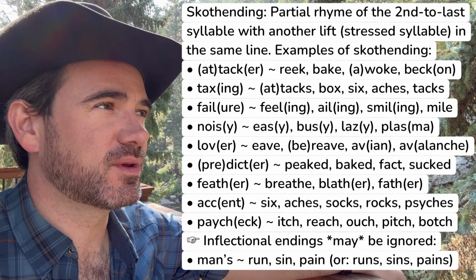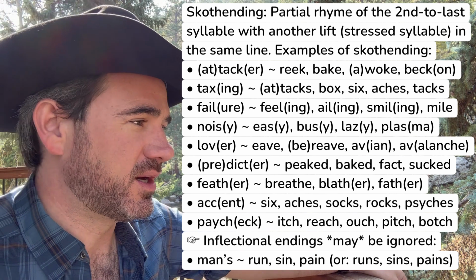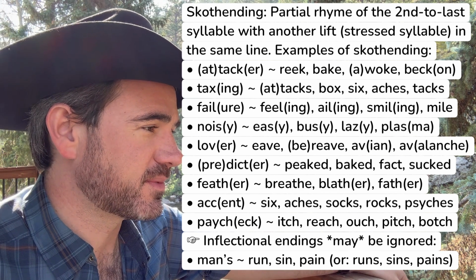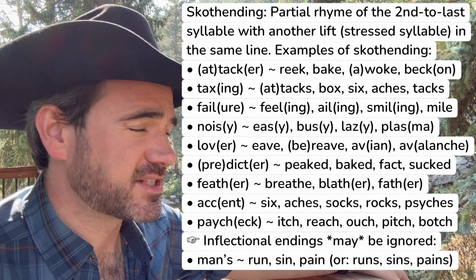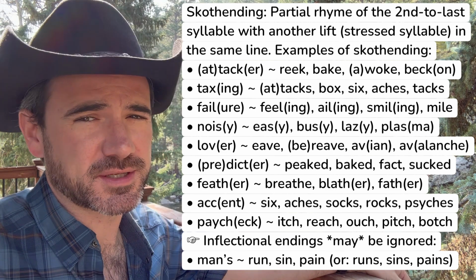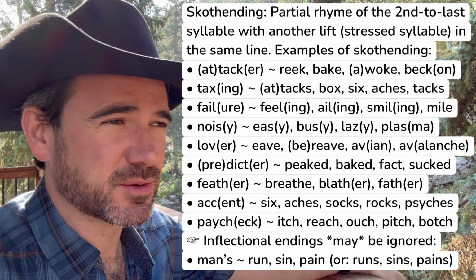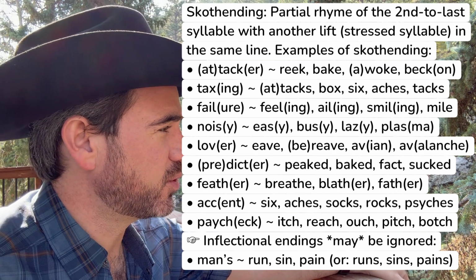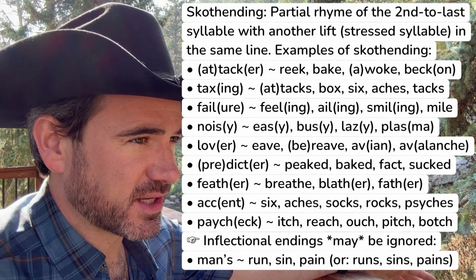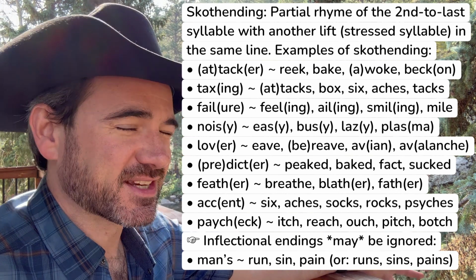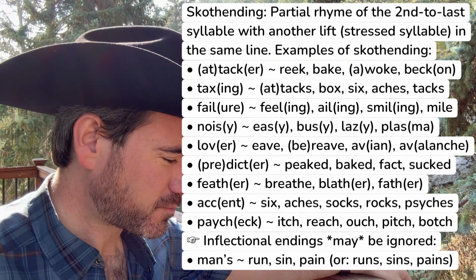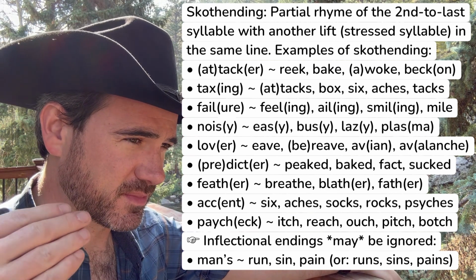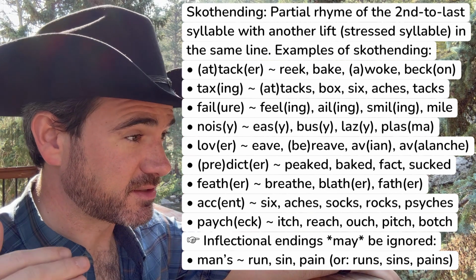It has to be reek or bake or awoke or something like that. What's something else I could say? Taxing, then you're going to want it to end in x, right? So you're going to want a word like attacks somewhere else in the line, or box, or six somewhere else in the line. But it has to be all the same consonants at the end. It doesn't have to be the same vowel though.